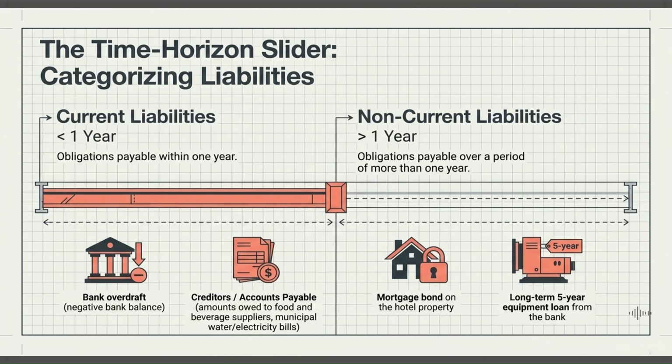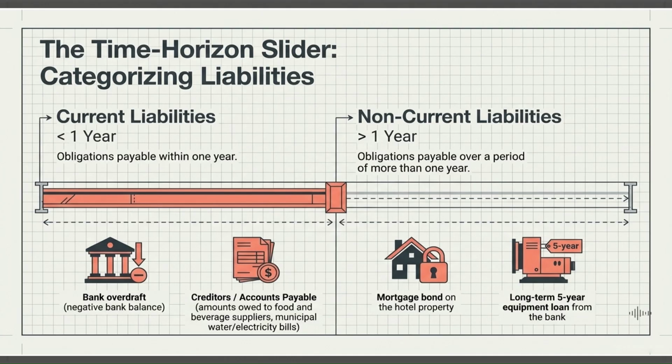One refinement to plant now for a later unit. A long term loan does not stay entirely non current. The portion of a 5-year loan falling due within the next 12 months is reclassified as current. The rest stays non current. Classification follows the timing of the repayment, not the label on the agreement.